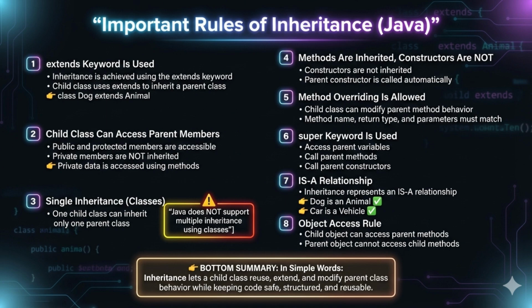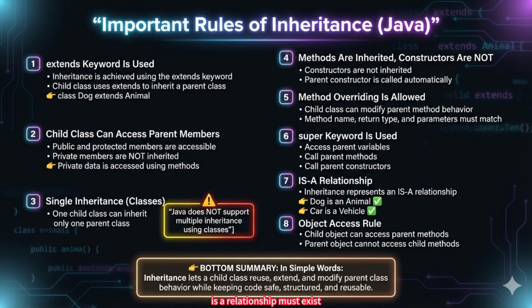Constructors. Constructors are not inherited. But when we create a child object, the parent constructor is called automatically first. Method overriding. The child class can override parent methods. But the method name, return type, and parameters must be the same. Super keyword. The super keyword is used to access parent class variables, parent class methods, and parent class constructors.